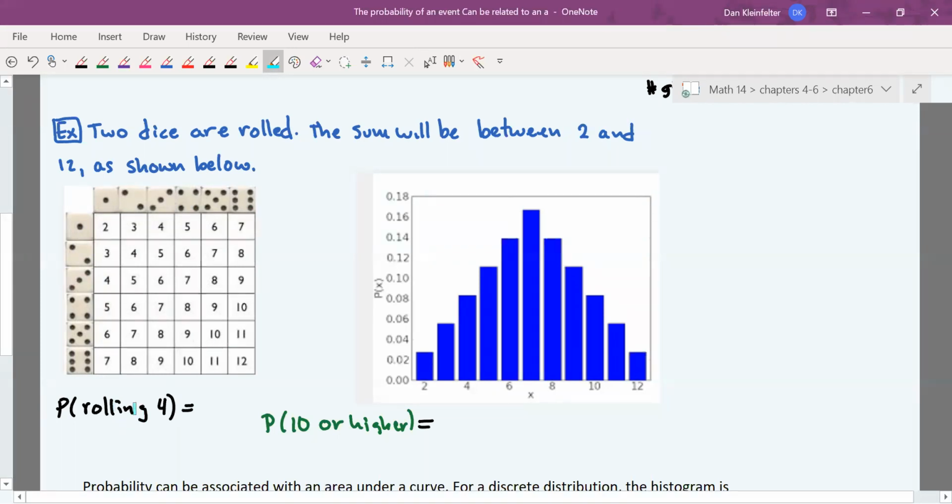For the first one, we would like to know what's the probability of rolling a 4. Out of the 36 possible outcomes, there's 1, 2, 3 ways of getting a 4, and 4/36 is 1/9. The probability there is going to be 1/9.